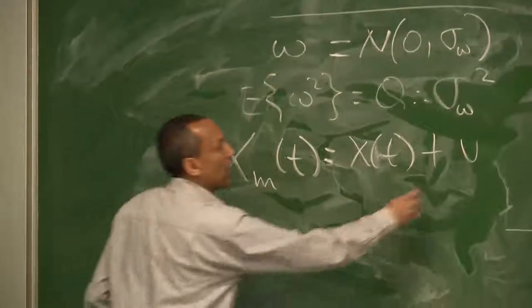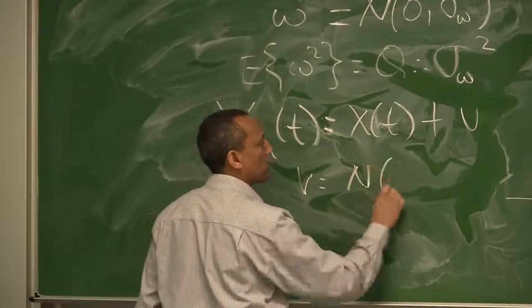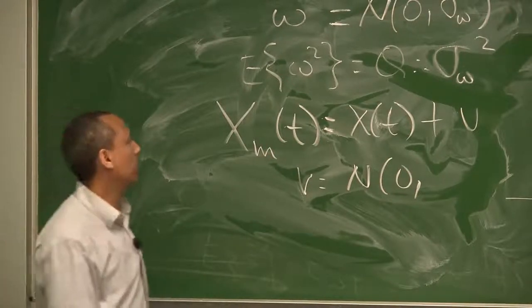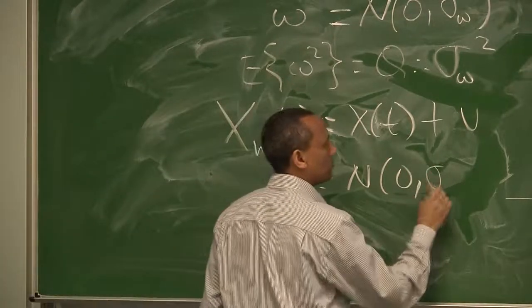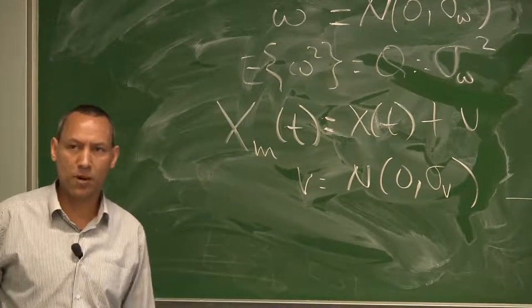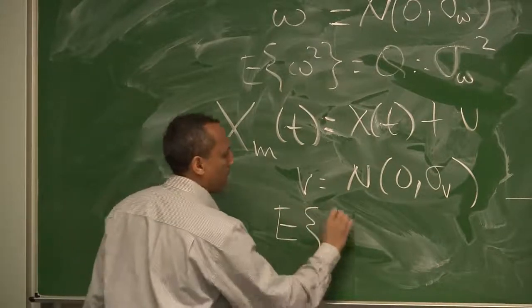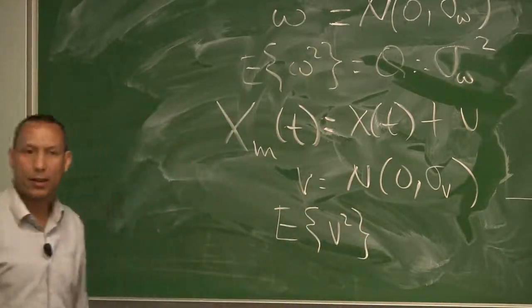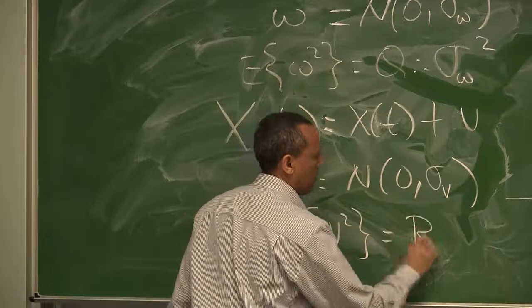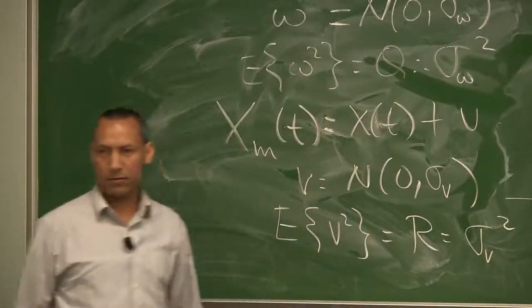And again, we assume that V is a zero mean normally distributed random variable with some standard deviation sigma V. And we assume that E of V squared is R, okay?